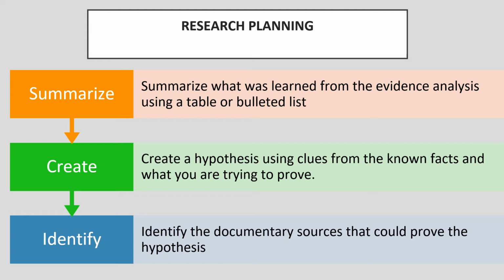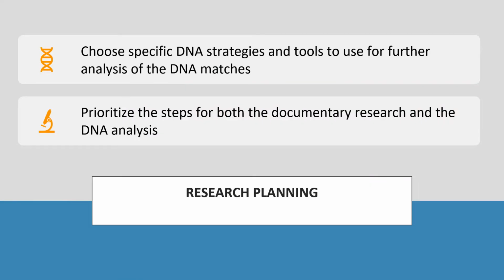So I have a hypothesis based on the DNA tree and the Y-DNA finding that his surname was Robb. My hypothesis was that Richard David Robb was the biological father of Jack and that the child was conceived in Oklahoma City in 1925. So I have a hypothesis, and now I can try to prove or to reject that hypothesis. And as part of the research planning, now I can identify some sources that could prove that hypothesis. I can also choose some specific DNA strategies and tools to use for further analysis of the DNA matches.